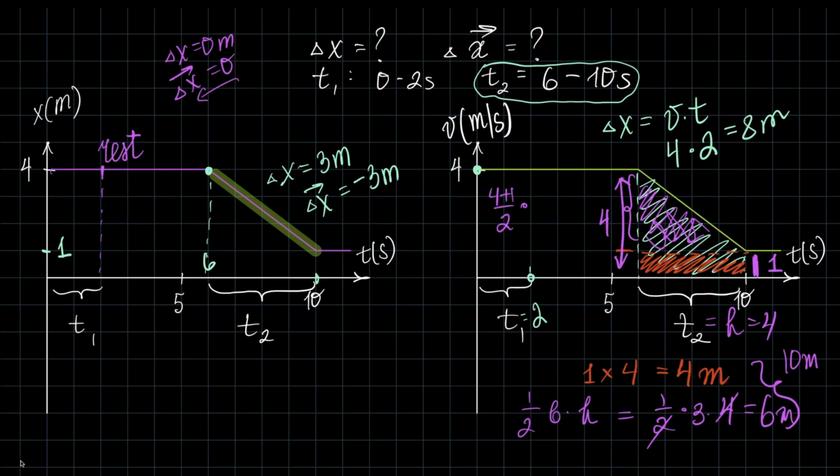And the height is the time. So that's between 6 and 10, times 4. So you end up with 5 times 2. That's 10 meters again. If we are dealing with v versus t, we're going to find the area under the graph for the period of time, and that will give us the displacement.